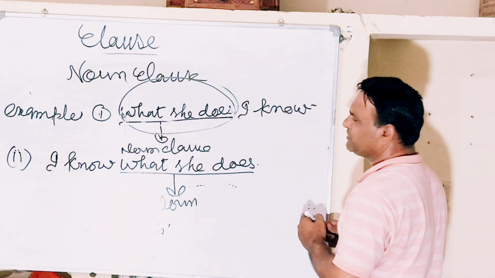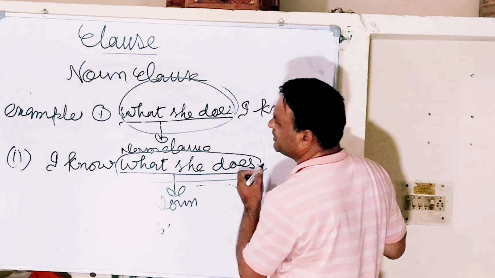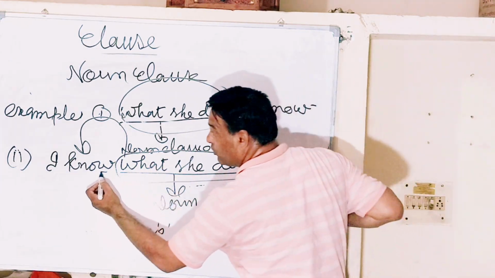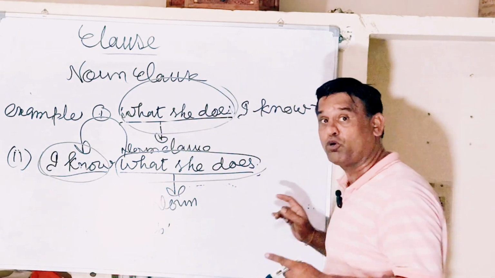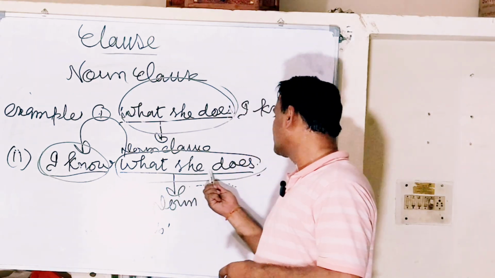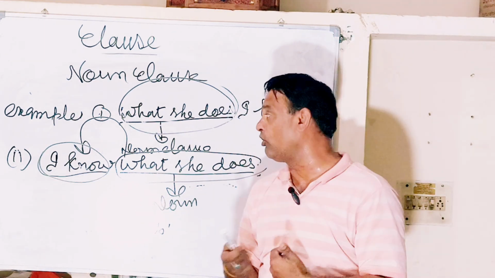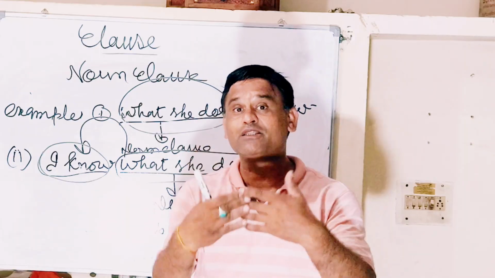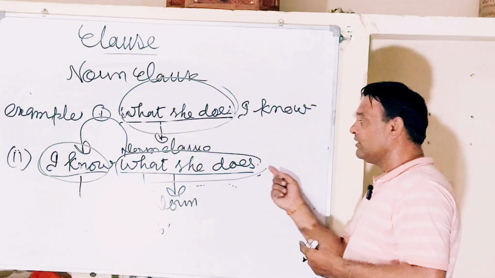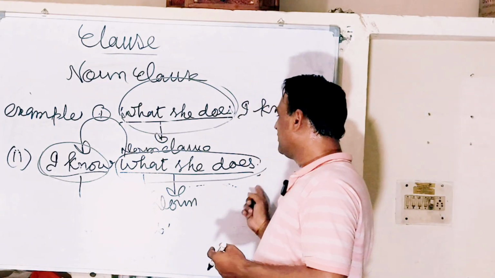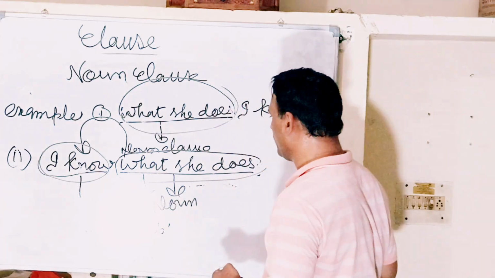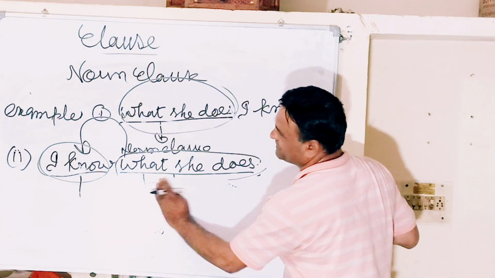Okay. So this particular part depends upon this I know. What she knows, what I know. The question will always be asked with the main clause. What she does is an incomplete thought. I know is a complete thought. So it is a main clause, and the other is a dependent clause because it depends for its meaning on this clause. That's quite clear. Now, let us practice next.